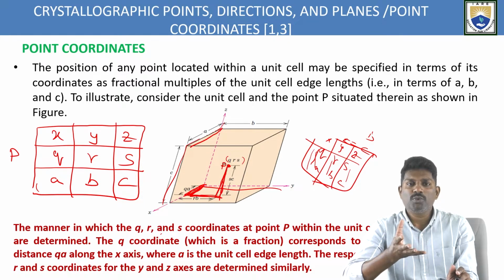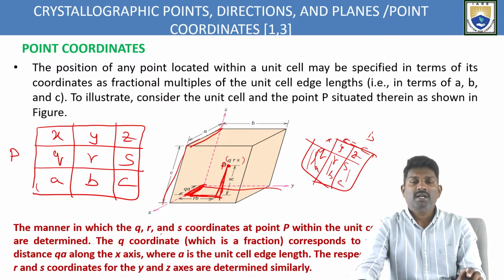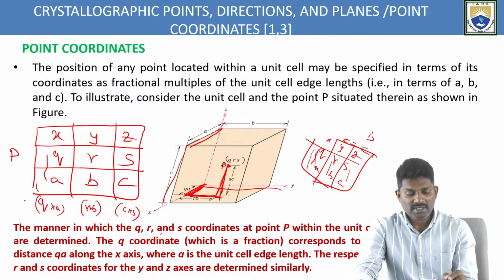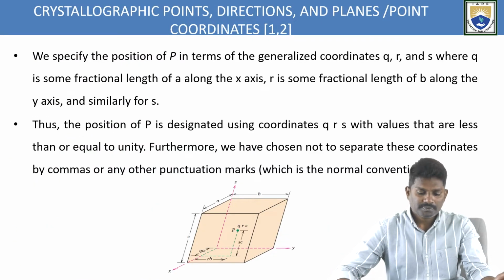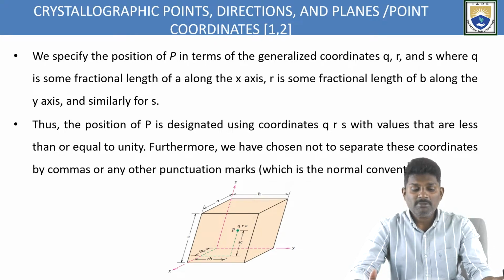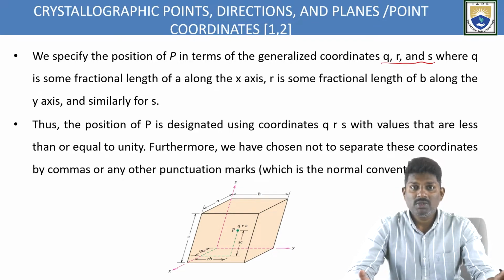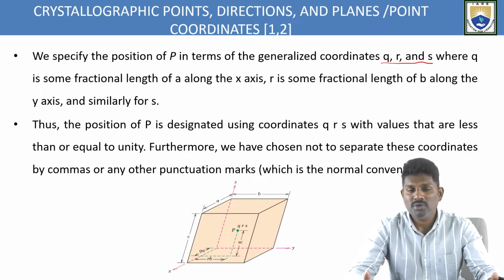Now you have to multiply these two in order to get the coordinates of the point, that is the fractions of the point P corresponding to the edge length. So Q into A, R into B, and S into C. You can see clearly here QA, RB and SC. So this is how you are getting the fractions. Step by step, we specify the position of P in terms of the generalized coordinates Q, R, S, where Q is the fractional length along the x-axis. So clearly you have to know in what directions your unit length is exactly parallel to each other.